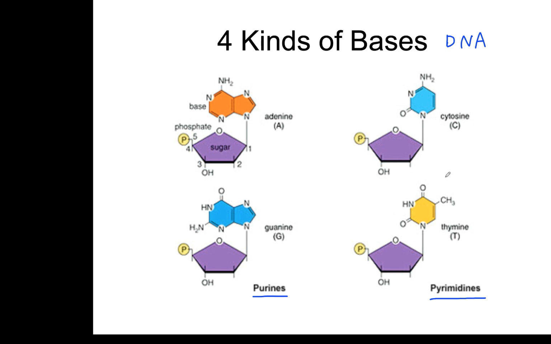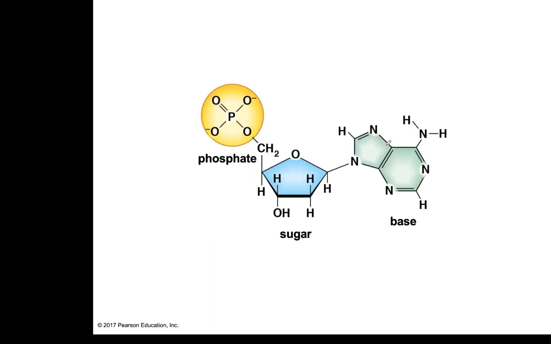All you have to memorize is that there are 4 kinds of bases in DNA. What are the names? Adenine, guanine, cytosine, thymine. Adenine and guanine have a 2 ring structure. Cytosine and thymine have a 1 ring structure. This shows the 3 components of nucleotide: pentose sugar, phosphate group, and base.